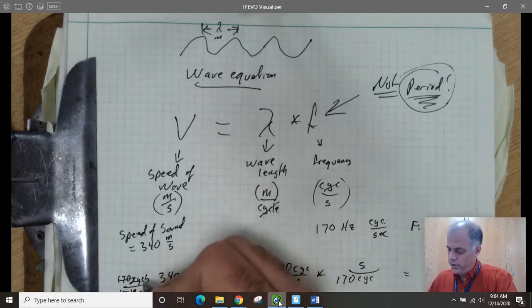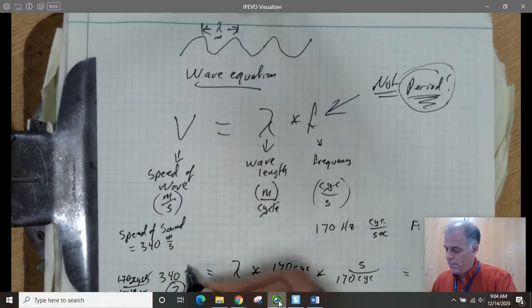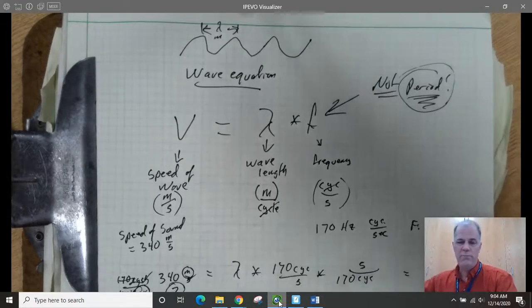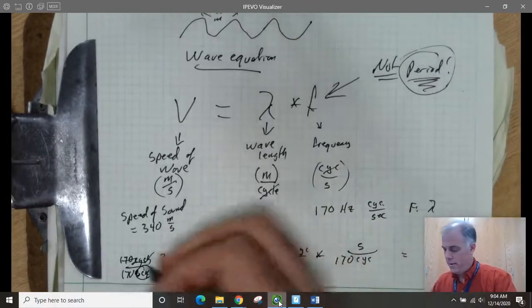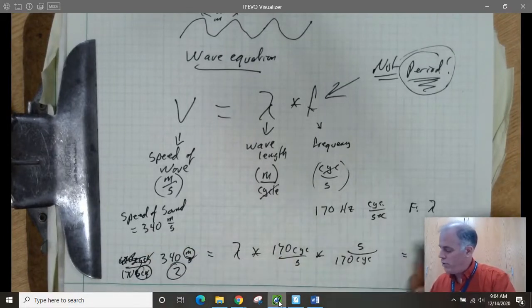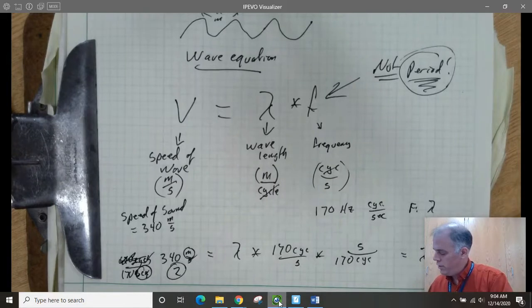The seconds cancel and we get meters per cycle, in my messy writing here, but we're running out of time. That's why I'm doing it this way. Okay, so we divided 340 by 170, we got 2. So lambda equals 2 meters per cycle.